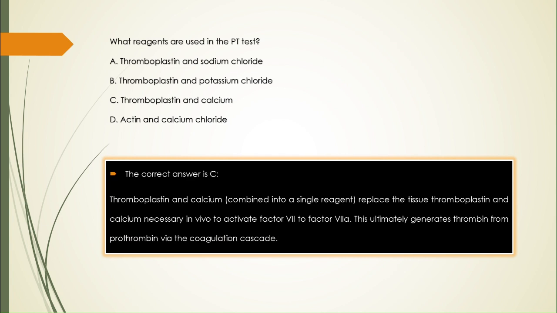The correct answer is C. Thromboplastin and calcium, combined into a single reagent, replace the tissue thromboplastin and calcium necessary in vivo to activate factor VII to factor VIIa. This ultimately generates thrombin from prothrombin via the coagulation cascade.